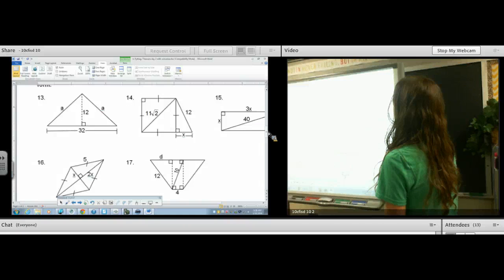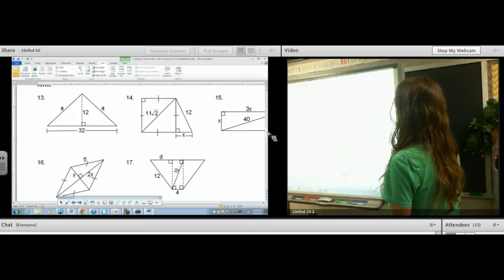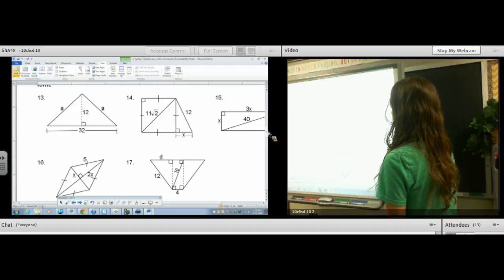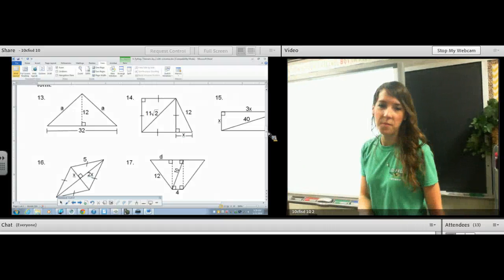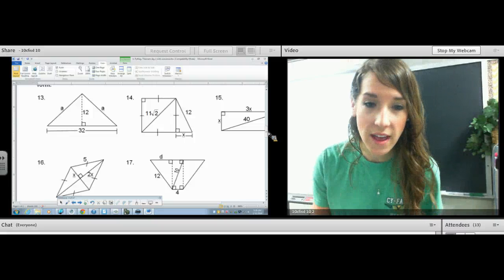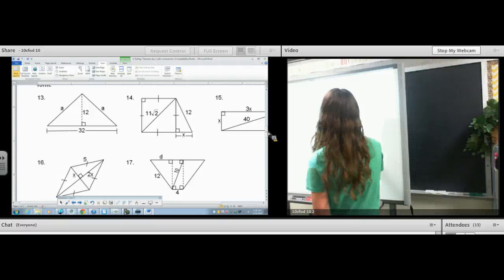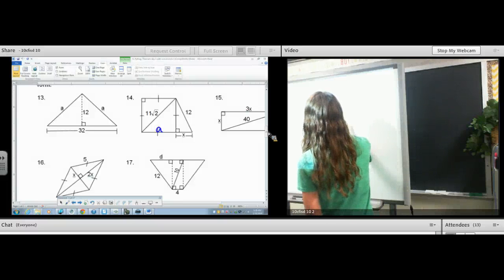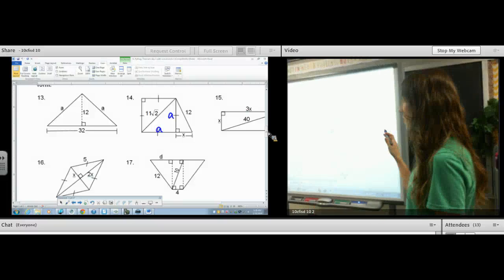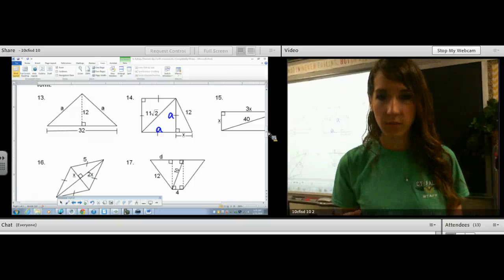Okay, so we're going to learn about this today. Number 14 is going to be so much easier after today. Okay, I don't need to do 15, thank you. What you would need to do on 14 is call this A and A, because there's tick marks there, so they're the same length.